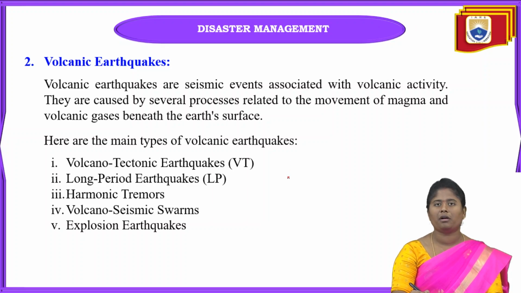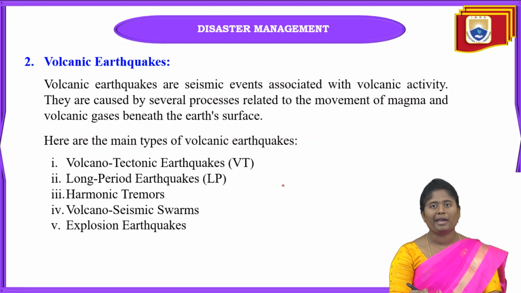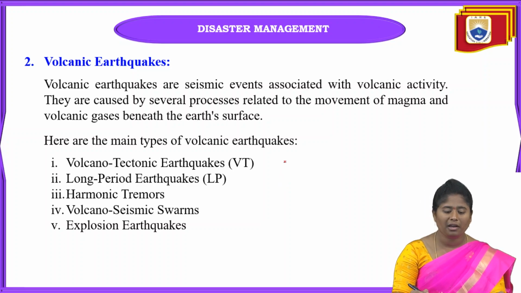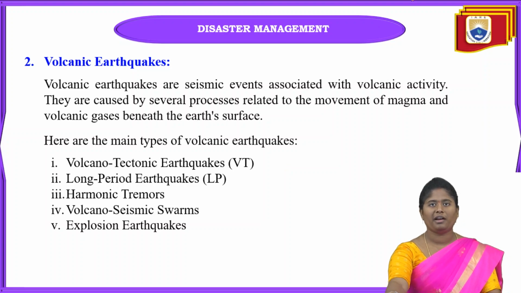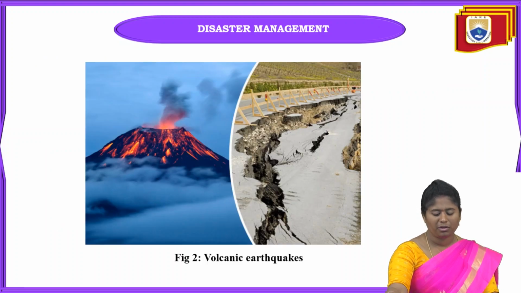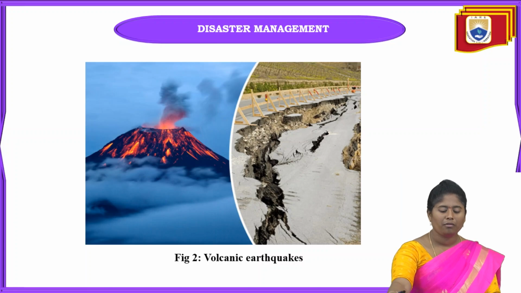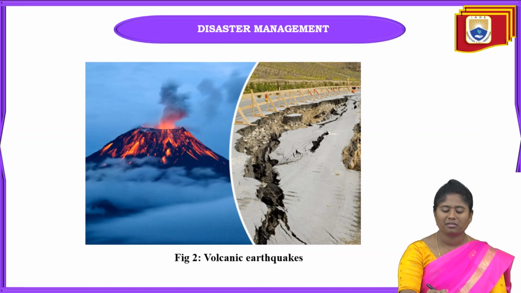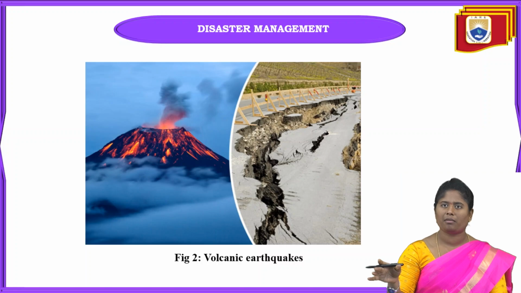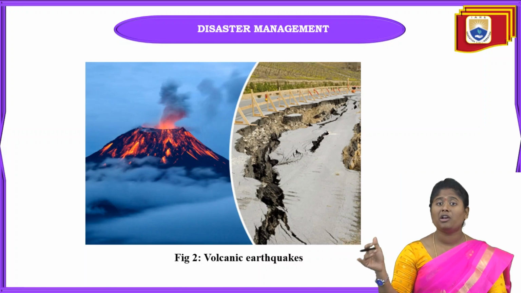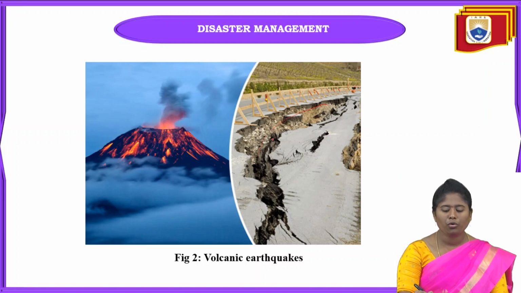The main types of volcanic earthquakes are: first, volcanotectonic earthquake, then long period earthquake, harmonic tremors, volcanoseismic storms and also explosion earthquake. See, this one is an example of volcanic earthquakes. When any volcano erupts, it releases magma onto the earth's surface. When that magma flows through a very huge area, at a very long distance, the travelling of the magma may cause earthquakes also. Here you can see what an earthquake due to volcanic activity looks like.